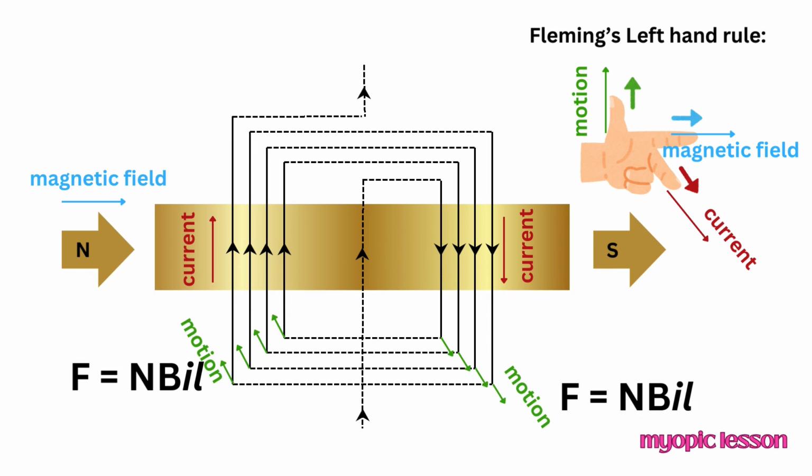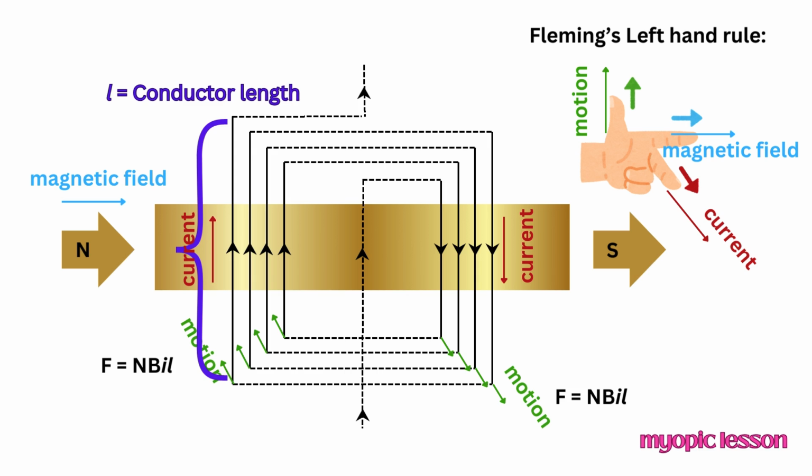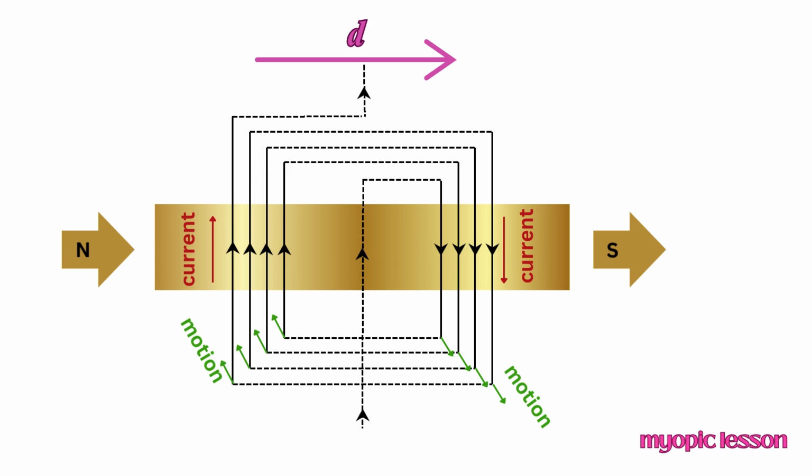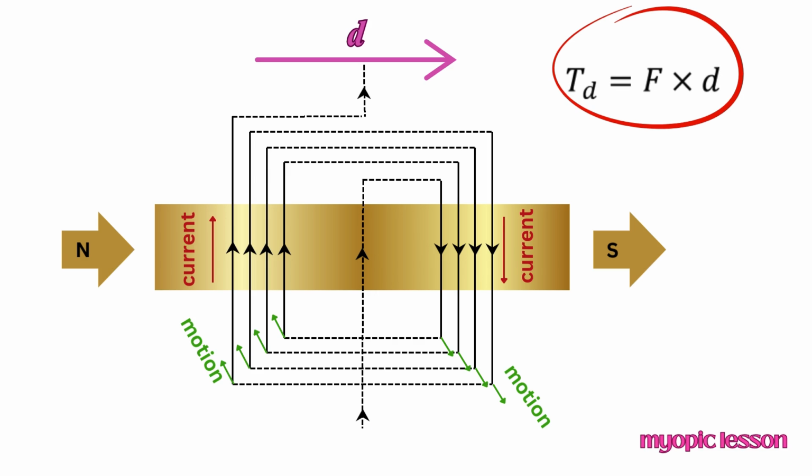This force, F, is equal to the product of N, the number of turns of the coil, B, the flux density, I, the current in one side of the coil, and L, the length of the coil perpendicular to the field. If D is the separation between two coil sides, that is, the separation between two forces, then a torque sets in, which is the product of the force F times the separation D.